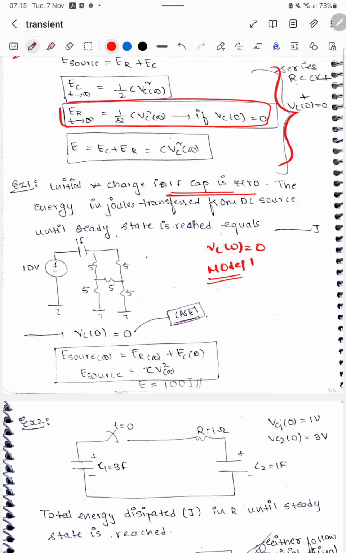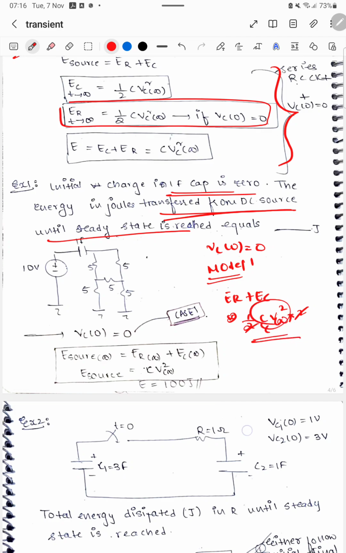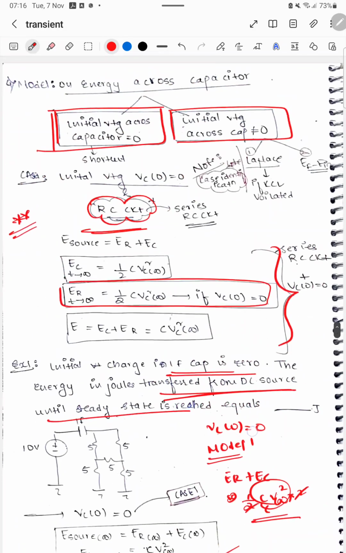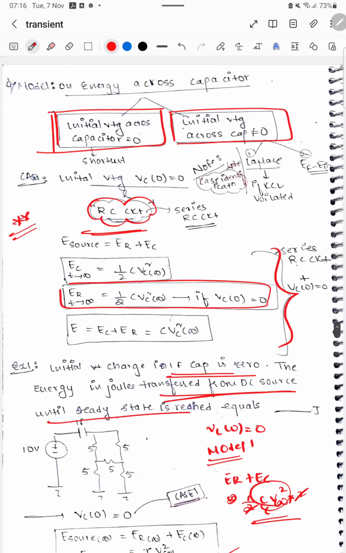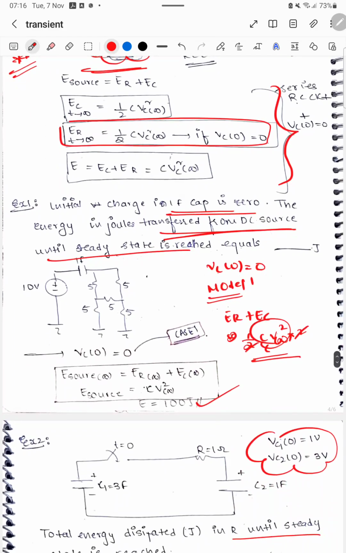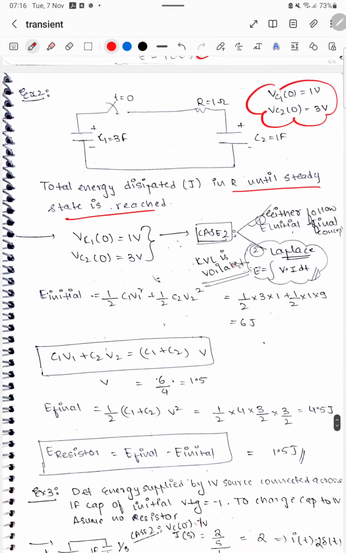Steady state is reached, and the energy transferred from the DC source is ER plus EC, that is half CV square into 2, so CV square will be the answer. Fine, you can check. Then comes the energy dissipated, so again an energy dissipation question, but VC is not 0. In that case there will be two approaches. One is you find out E final minus E initial, half CV1 square minus half CV2 square and so on. But if KVL is violated, in that case we'll move to Laplace.